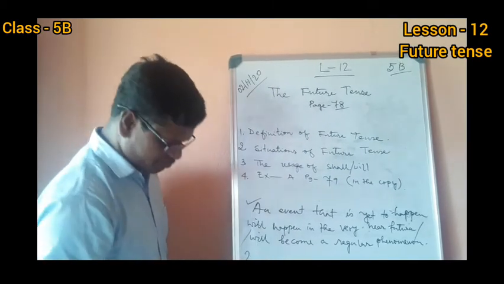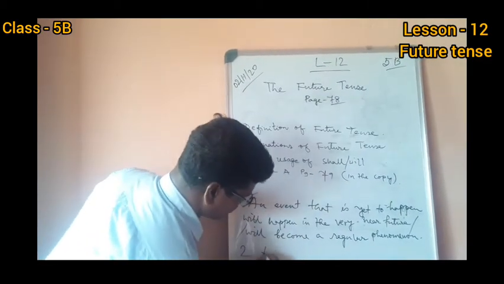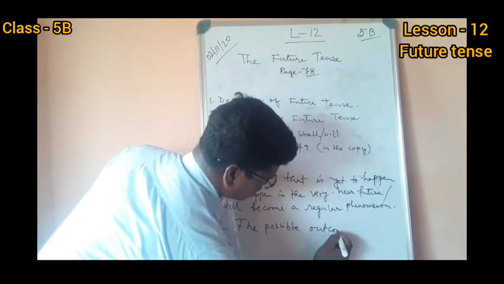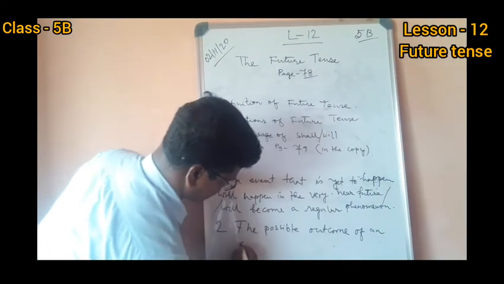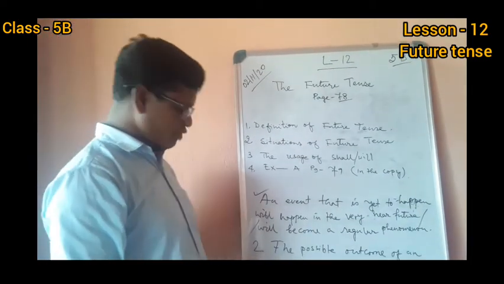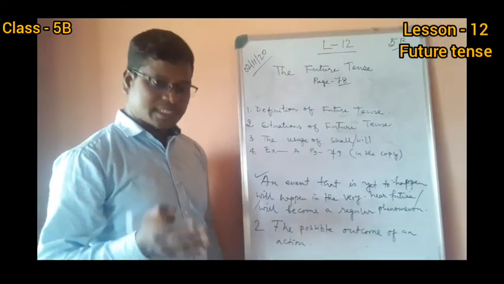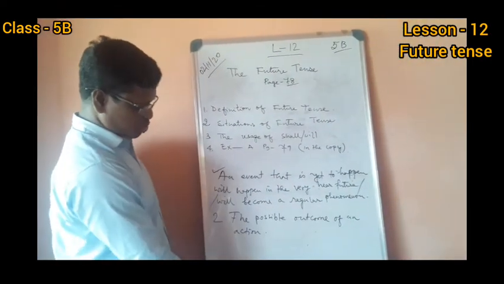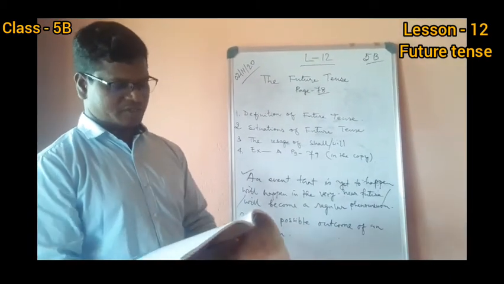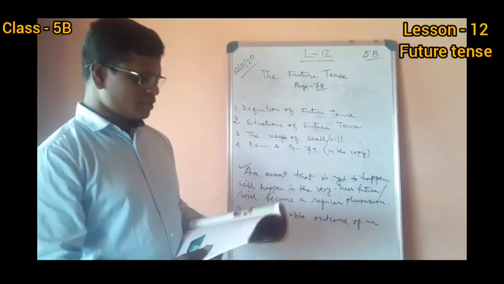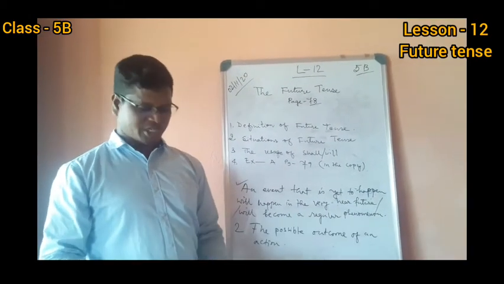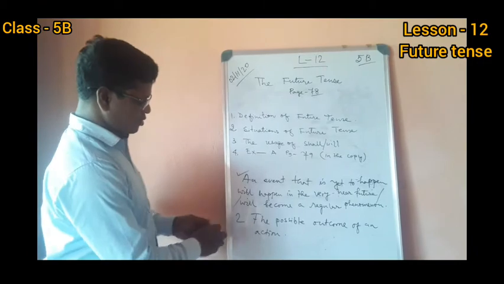And the next situation we have is the possible outcome of an action. The possible outcome of an action. So we are expecting something, that means something is expected to take place in the future. For example, if she is free, Raina will swim with her friend. On the other side, we will be seeing how to make the negative sentence or interrogative sentence with the future tense.